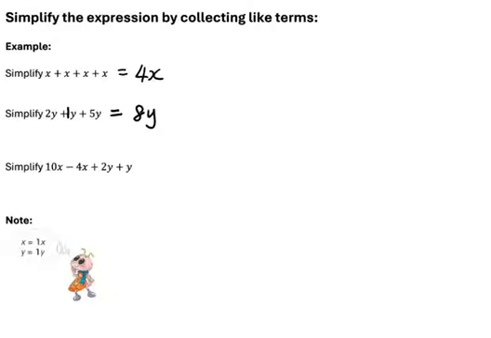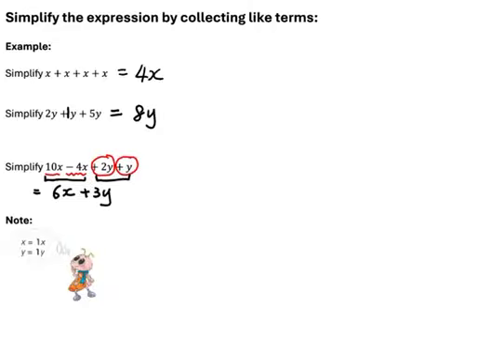Now we need to identify the like terms first. That is 10x and negative 4x. The next ones are positive 2y and positive y. It is very important that you carry the sign in front of the number or the letter. So 10x minus 4x gives us 6x. Positive 2y plus 1y gives us positive 3y. Therefore it is 6x plus 3y.